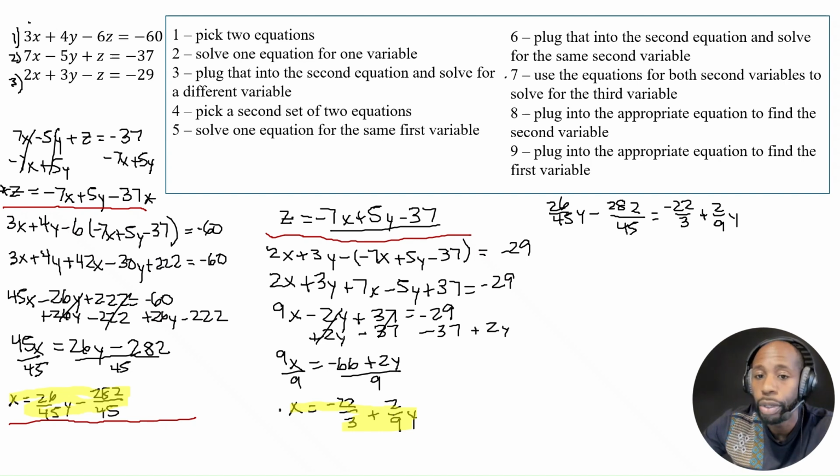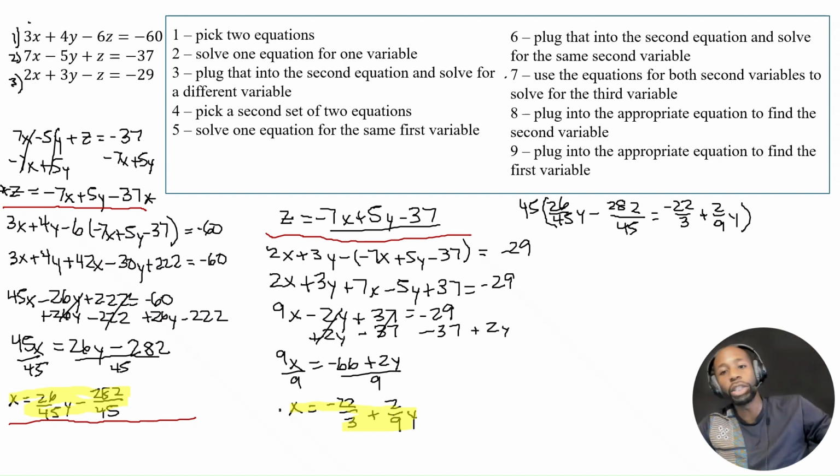Now, look what I'm going to do. We have all these fractions here. I'm going to multiply because I want to get rid of these denominators. I'm going to multiply all of this by 45. Why? Because when I multiply these two by 45, I get rid of the denominator. When I multiply this on the other side of the equal sign by 45, each of these 3 and 9 are multiples of 45. I mean, they're factors of 45. So it'll eliminate those denominators as well.